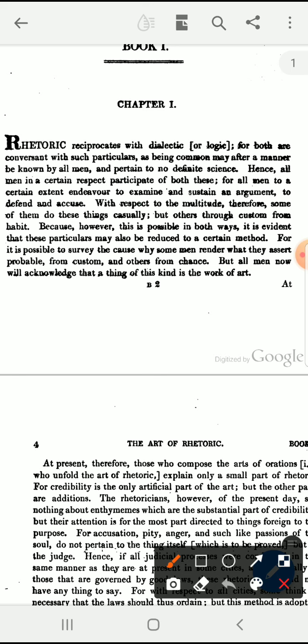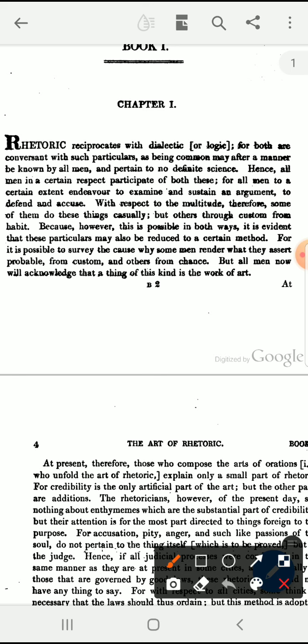With respect to the multitude, therefore, some of them do these things casually, but others through custom from habit. Because, however, this is possible in both ways, it is evident that these particulars may also be reduced to a certain method. For it is possible to survey the cause why some men render what they assert probable from custom, and others from chance. But all men now will acknowledge that a thing of this kind is the work of art.